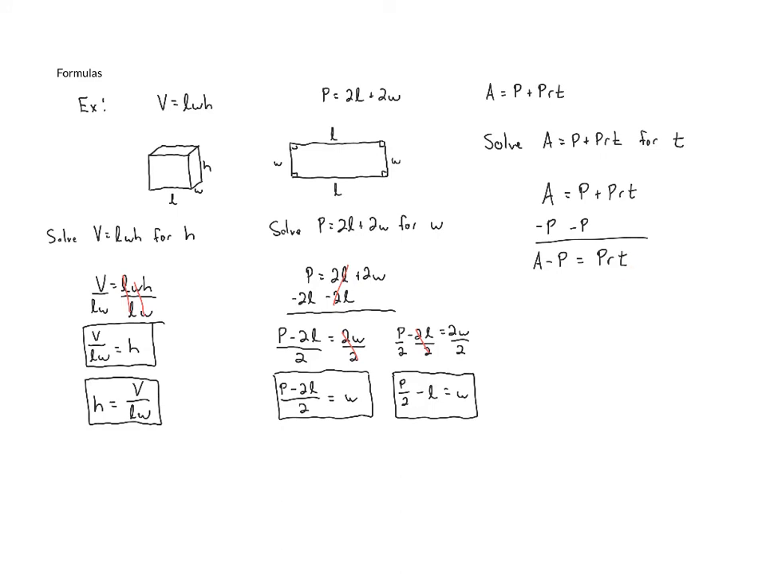Now we want to get t alone. Here it's being multiplied by PR. So to undo that, we're going to divide both sides by PR. When we do that on the right, the P and the R cancel, and we're left with t. On the left, we have A minus P over PR. And so what this means is that if we want to calculate the amount of time that our investment needs to stay in the bank, we take the amount that we want minus the principal that we've invested and divide that by the product of the principal and the interest rate.